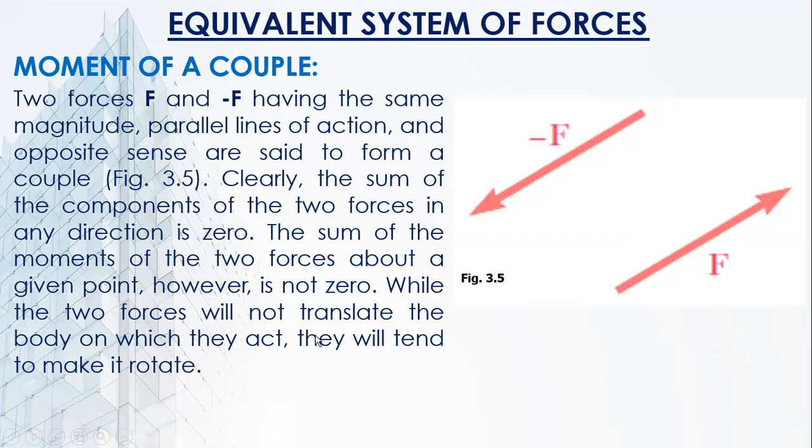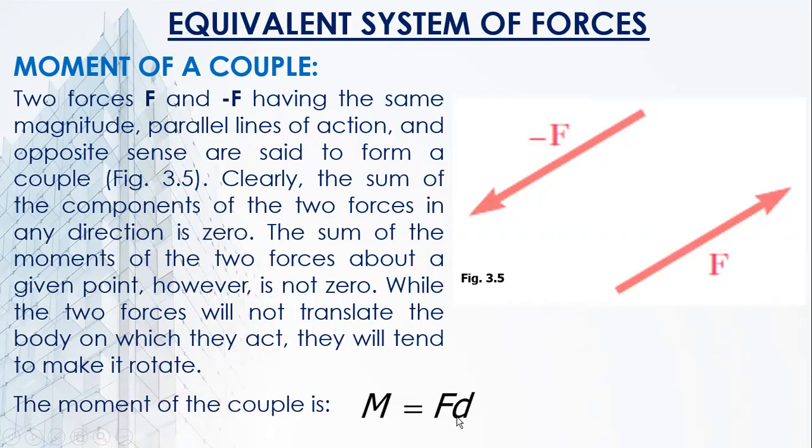While the two forces will not translate the body on which they act, they will tend to make it rotate. So it is not in equilibrium. There is no translation because the components are equal, but there is rotation. It will rotate. The moment of the couple is equal to force times distance. So what you'll do is get the perpendicular distance between the two forces. And the direction is the same as before, clockwise or counterclockwise. So you try to analyze where it will rotate, counterclockwise or clockwise.